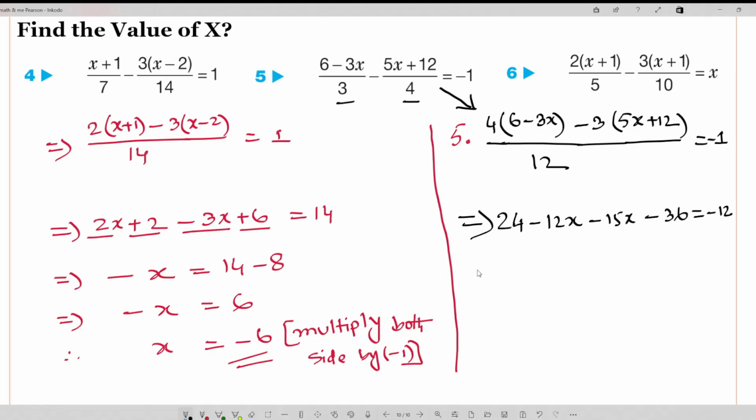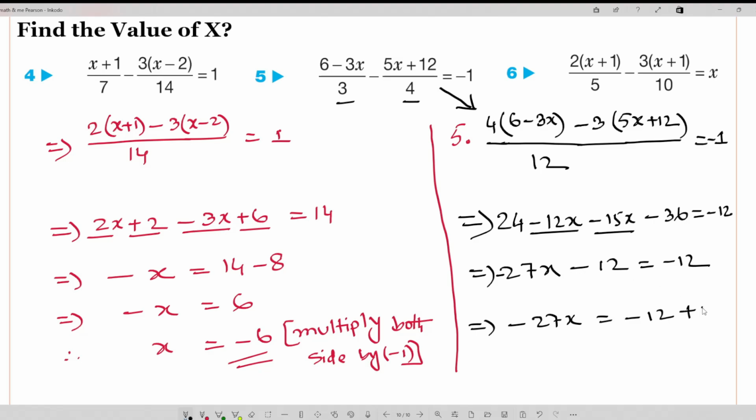Multiply both sides by 12. You can write inside note. Okay, now look, minus 12x minus 15x will be minus 27x, and minus 36 and 12 will become minus 12 equals minus 12. So here is minus 27x and minus 12, and this minus 12 will become plus 12. So minus 27x equals 0.